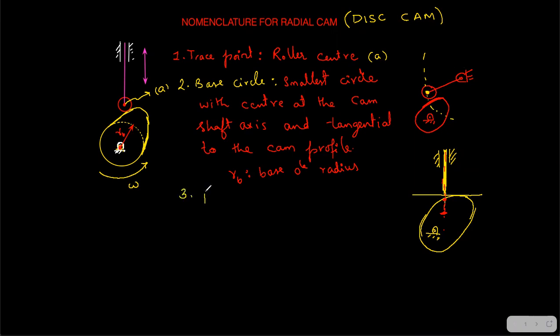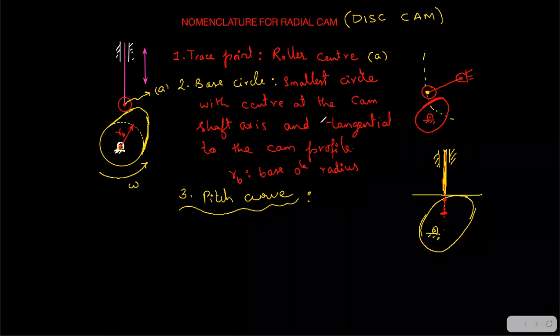The third point, pitch curve. So what is a pitch curve? You can draw here. Actually what is happening is the cam is rotating and the follower is having a sliding motion, right? So the cam is rotating anti-clockwise and the follower is sliding up and down, right?